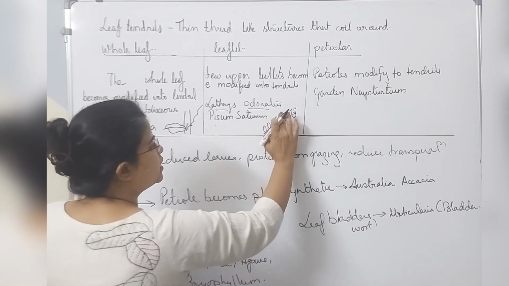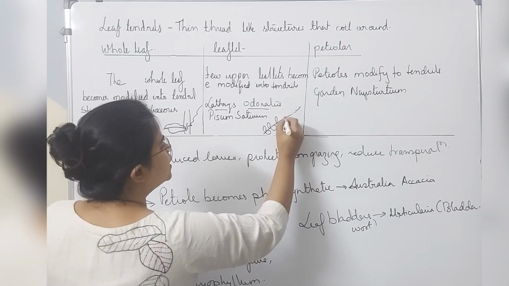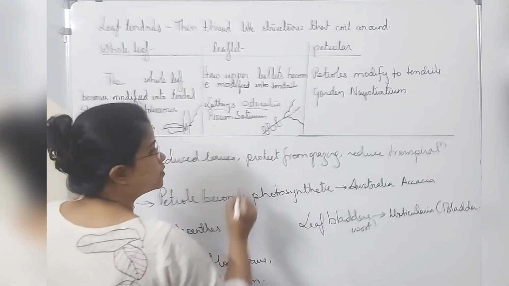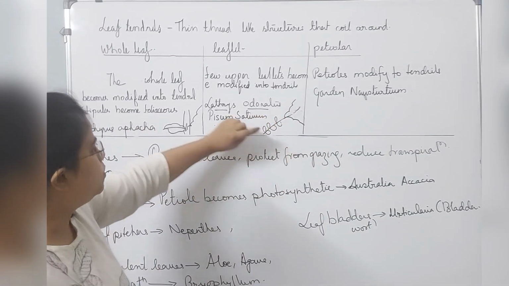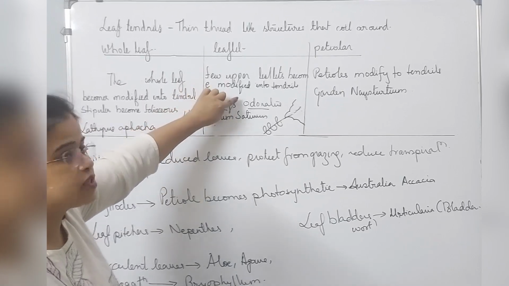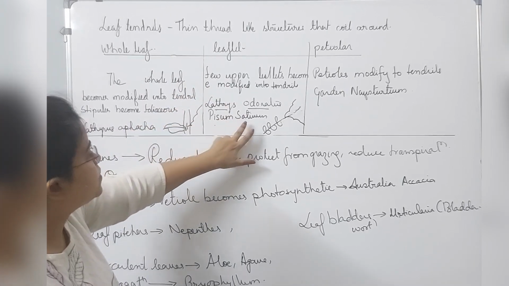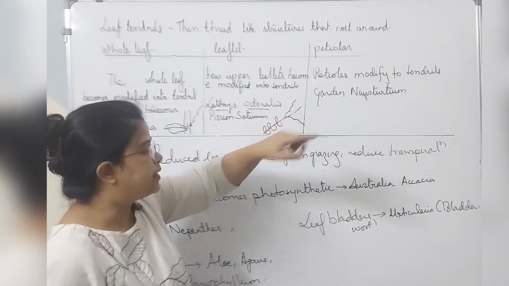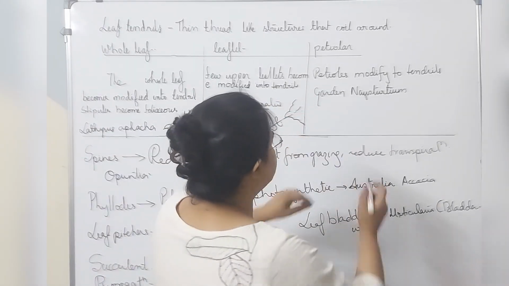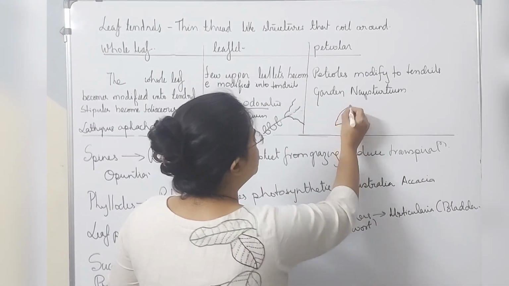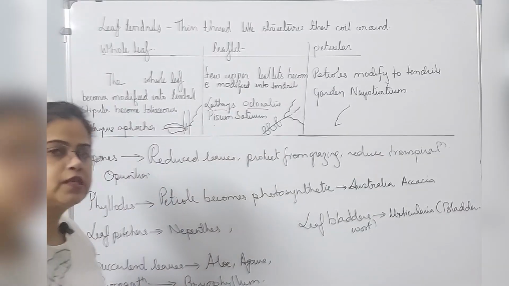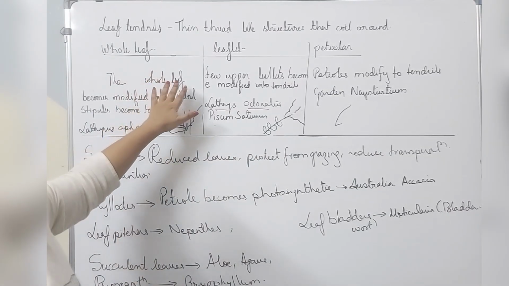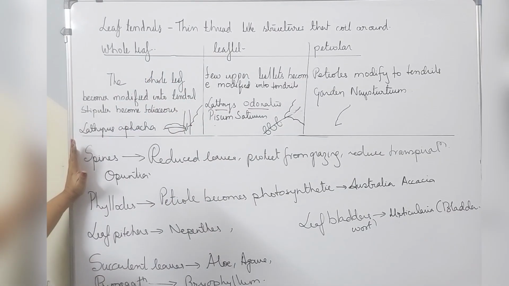ऊपर की कुछ पत्तियां, few upper leaves, they get transformed into tendrils. ये हमें कहाँ देखने को मिलता है? Lathyrus odoratus, which is the sweet pea, and Pisum sativum, which is the garden pea. Clear? Then petioles. ये garden nasturtium में देखने को मिलता है. The petiole of the leaf gets modified into tendrils. Okay, so after tendril के modifications, let's look into other modifications.